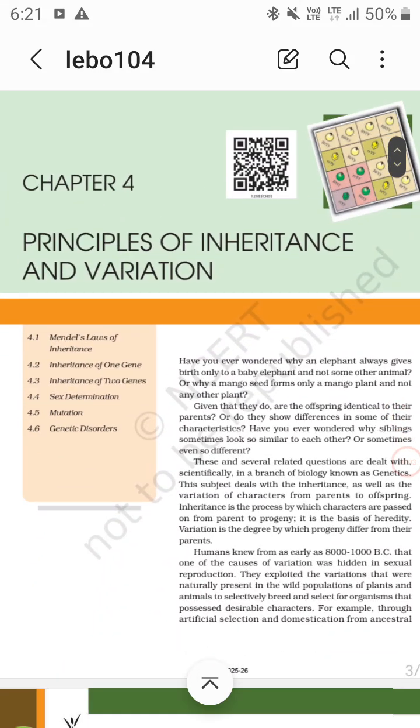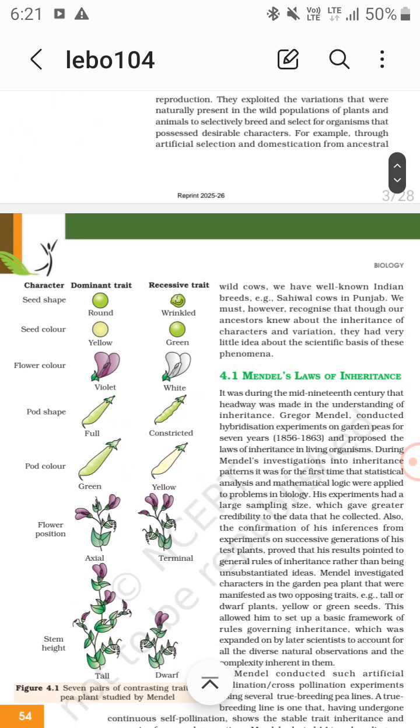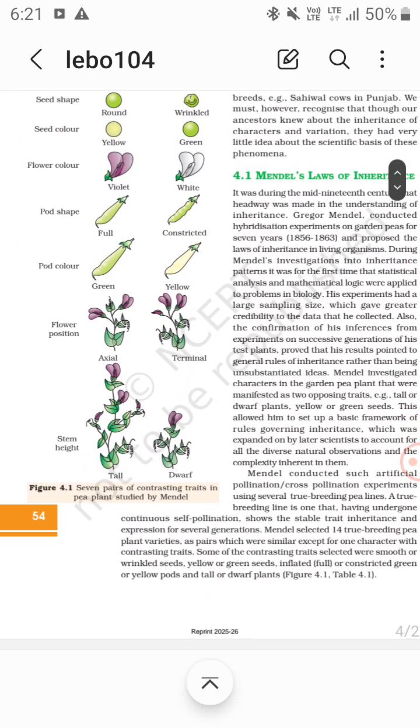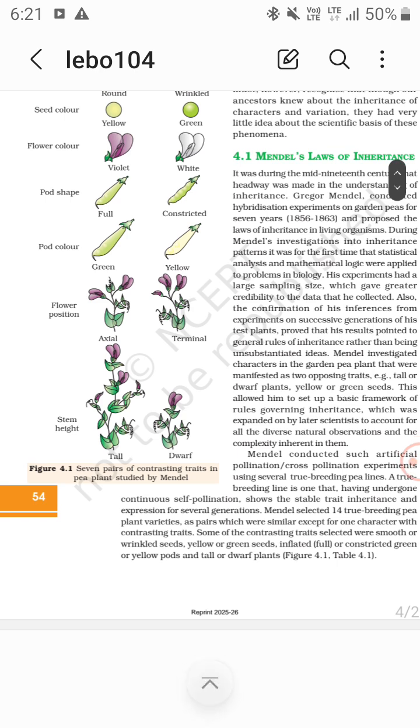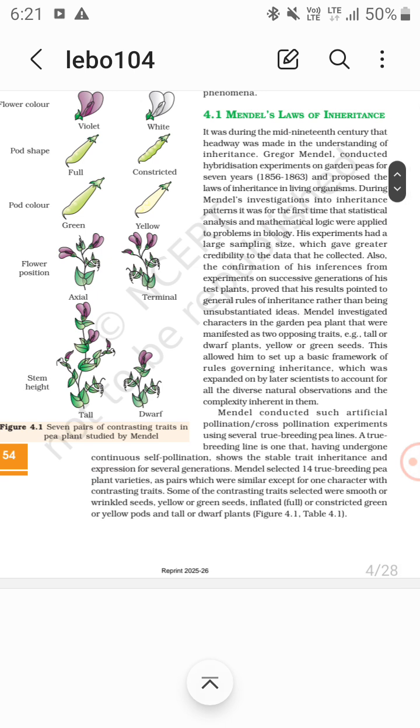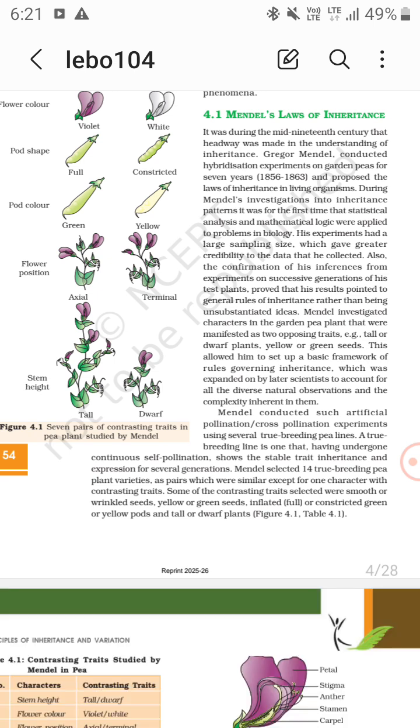So, chapter 4, that is Principles of Inheritance and Variation. Like Mendel's laws of inheritance, right? Now, seven pairs of contrasting traits in pea plants were studied by Mendel. Mendel conducted artificial pollination, that is cross-pollination experiments, using several true-breeding pea lines. A true-breeding line is one that, having undergone continuous self-pollination, shows stable trait inheritance and expression for several generations.